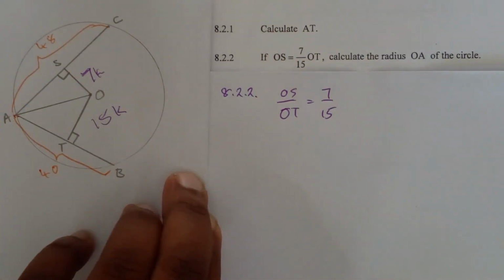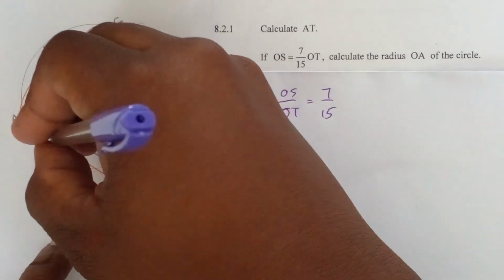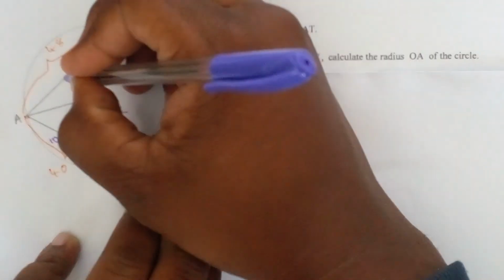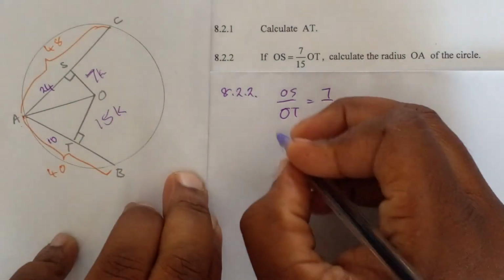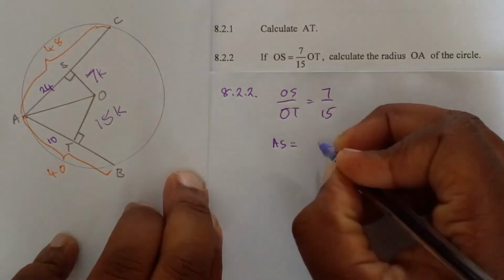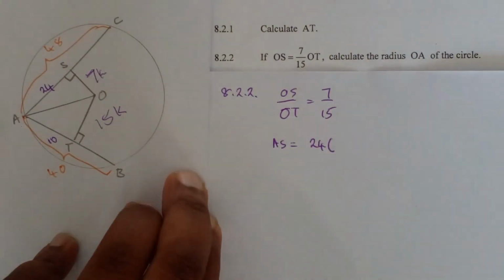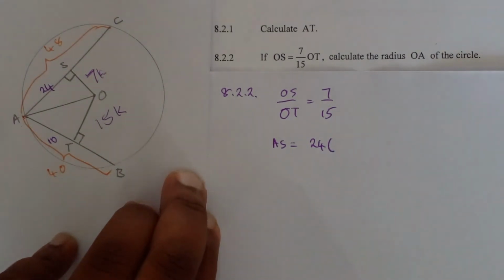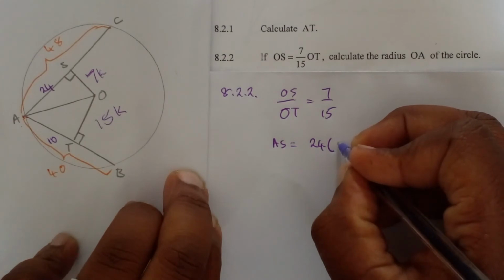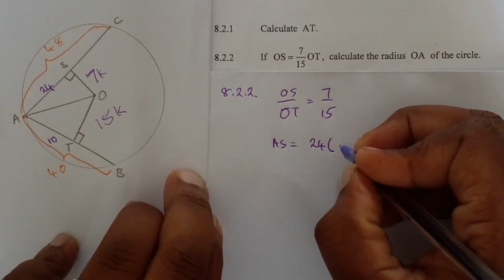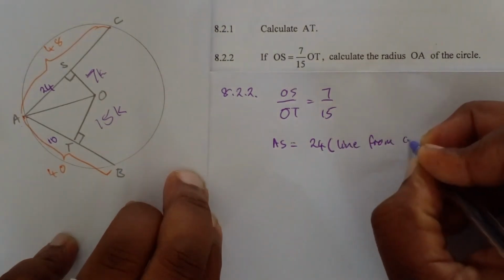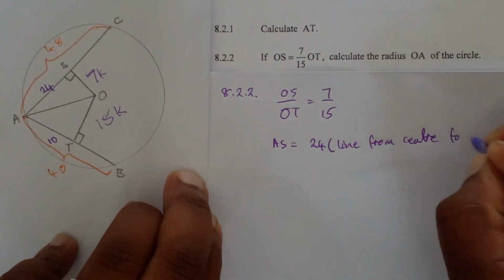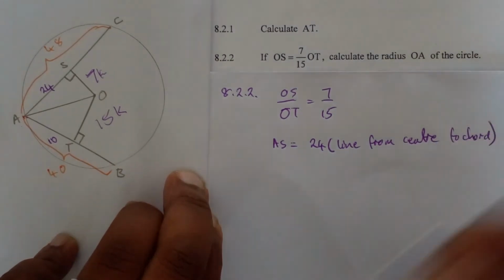What we do know, however, is that this was 10. We found this before, and we also found that this is 48. If we divide it by 2, it's 24. We're going to mention the fact that AS is equal to 24, the reason being that the line from center to chord bisects the chord. So that's the reason why that is 24.